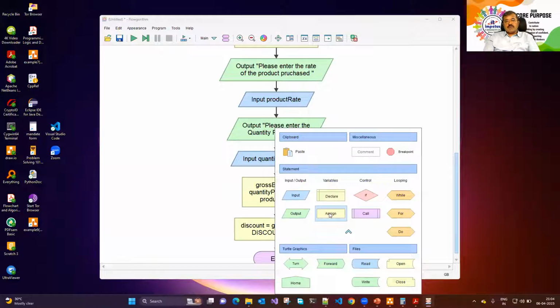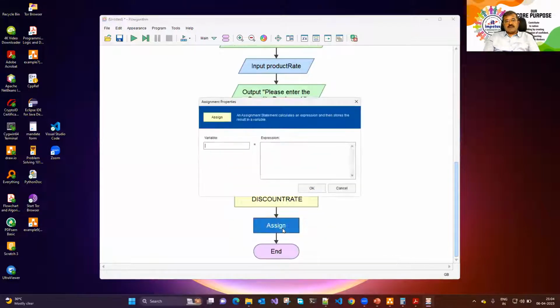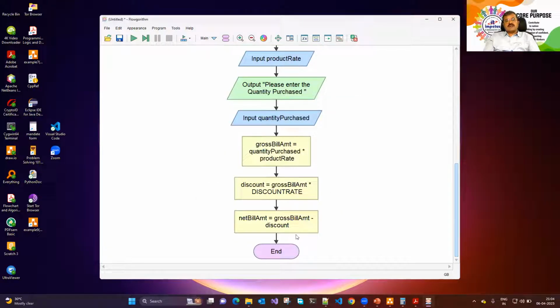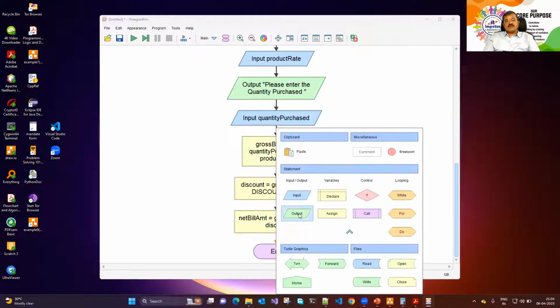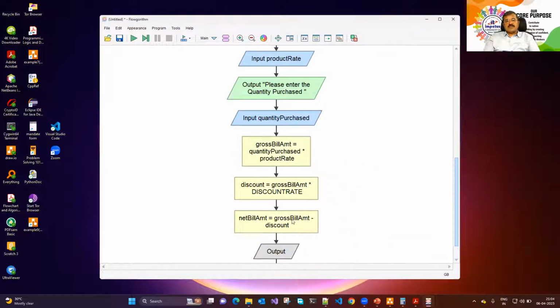Now to get the net bill amount, we'll have to subtract. If I have to say net bill amount is equal to, it will be my gross bill amount minus my discount. So I've done these calculations. It's time for me to display the result now.